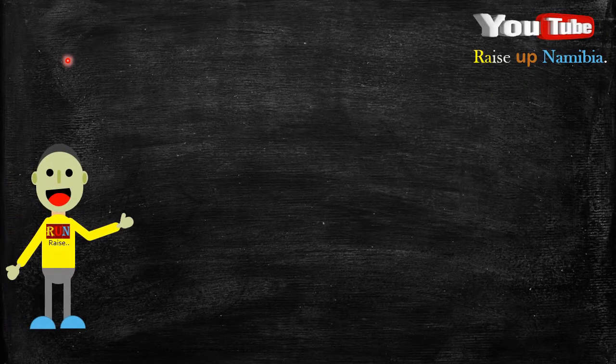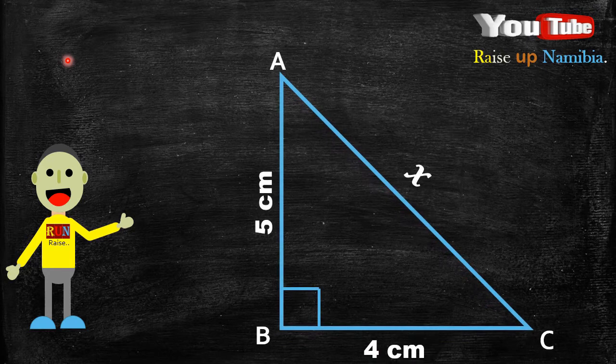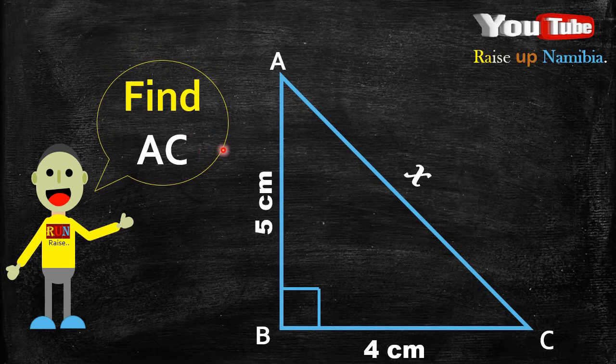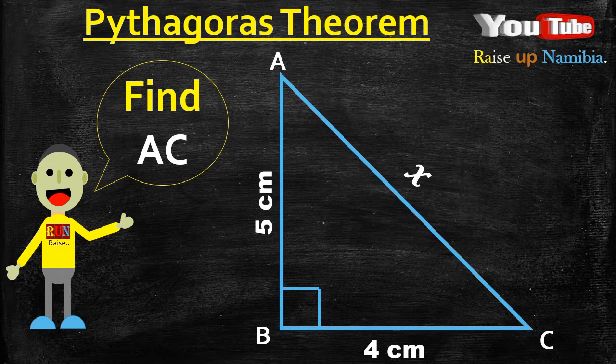Hey there! How about if you had a normal triangle over here and you are told to find the length of AC, which is this line over here? Is it actually possible to calculate this length? The answer is yes, it is possible by using the Pythagoras theorem. Now to find out how to use the Pythagoras theorem, stay tuned.